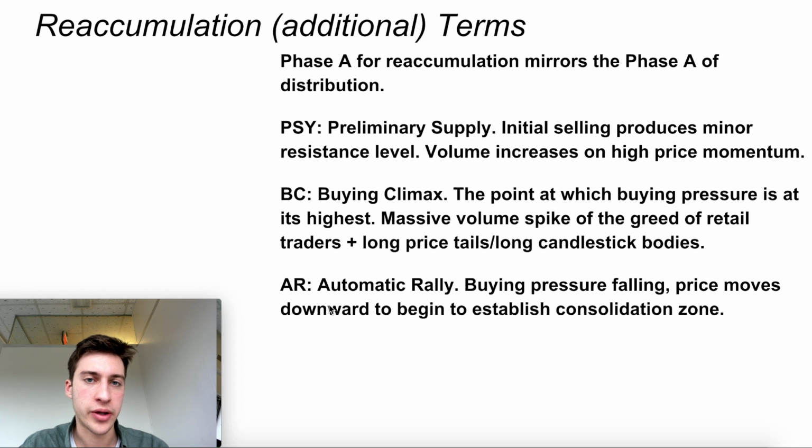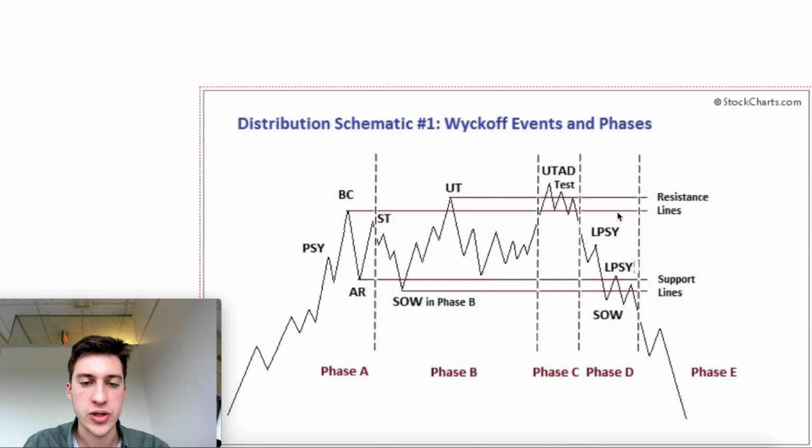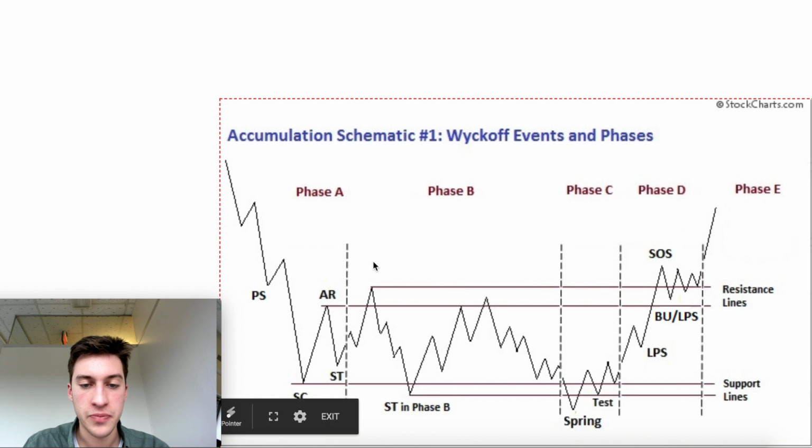So this automatic rally, instead of going up as it was in accumulation, with reaccumulation, it's going to go down from the buying climax. So buying pressure is going to begin to fade away, and price is going to move downward to begin to establish this consolidation range here. Okay, so that's what reaccumulation would look like. And then phase B through E would just be the same.